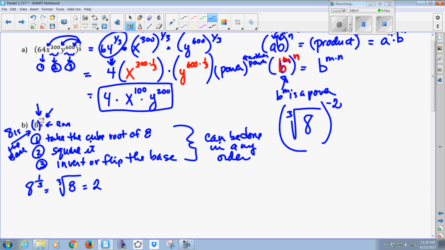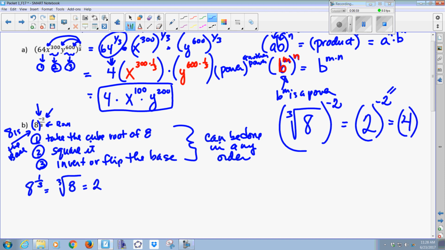Okay, so I'm going to take care of the cubed root of 8, which is 2, and now I have 2 to the negative 2. Now some of you are okay to just finish this off from here, but again, if we go through these steps, we are now going to square the 2. Once we square the 2, we get 4.